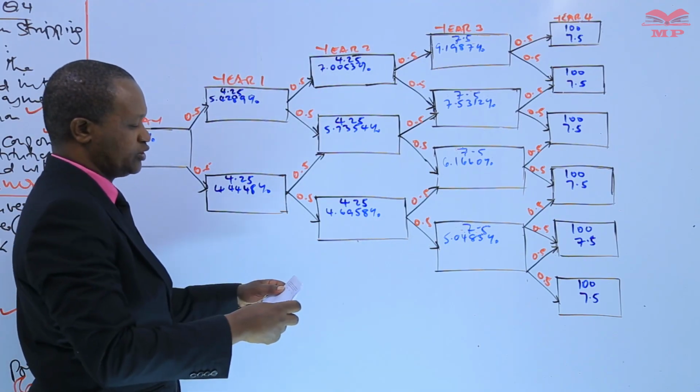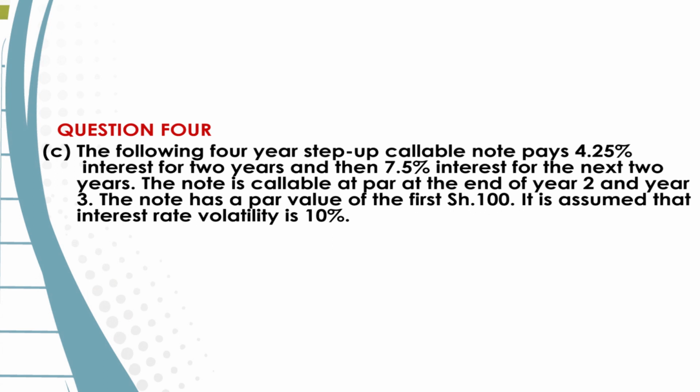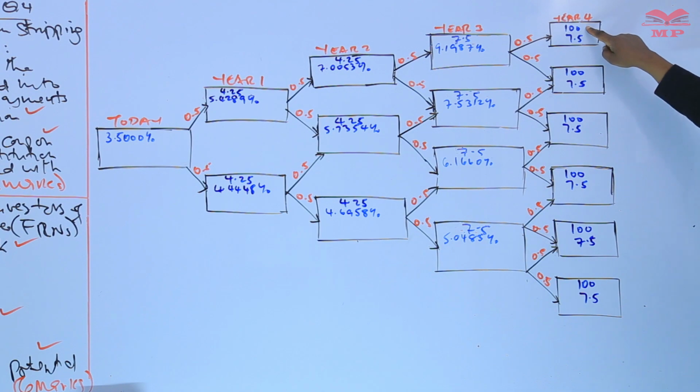And if I was to take you back to the question, we read that the callable note pays 4.5% interest for 2 years, and then 7.5% interest for the next 2 years. The note is callable at par at the end of year 2 and year 3. The note has a par value of 100 shillings. It is assumed that interest rate volatility is 10%. So the par value of this note is 100.